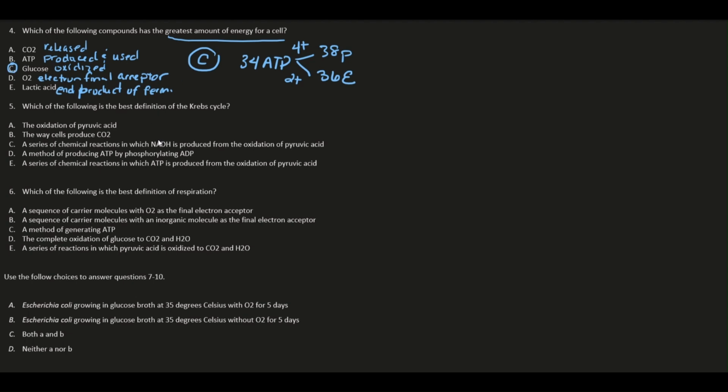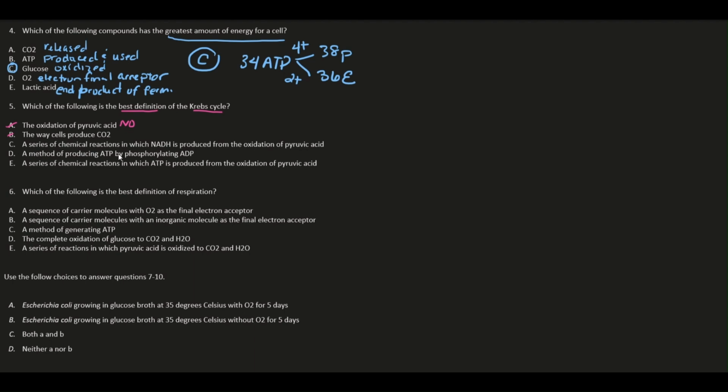Question number 5. Which of the following is the best definition of the Krebs cycle? In order to answer this question, you need to look at the question a little bit deeper. We want the best definition of the Krebs cycle. Now let's focus on cycle. What is the definition of a cycle? Well, a cycle is a series of events that are regularly repeated in the same order. Now, in our options, where do you see a series of events? It's not A, so we can cross it out. The way cells produce carbon dioxide, no. A series of chemical reactions, yes, we see that.